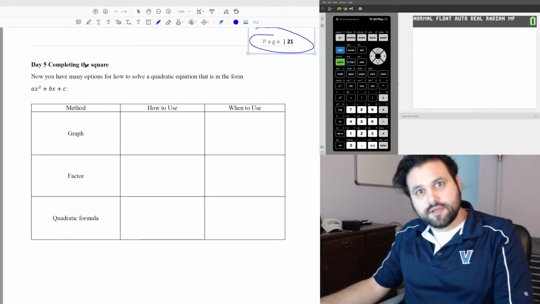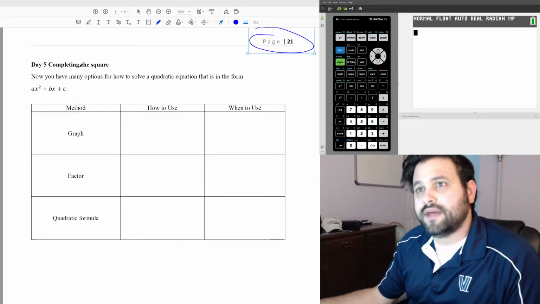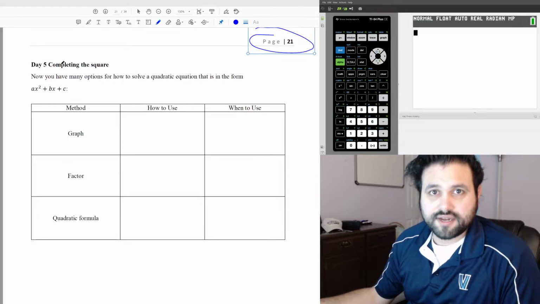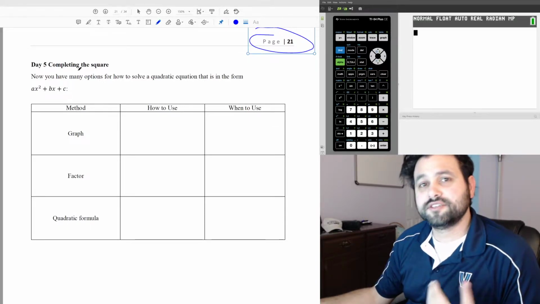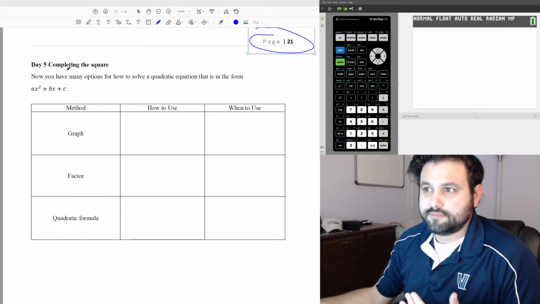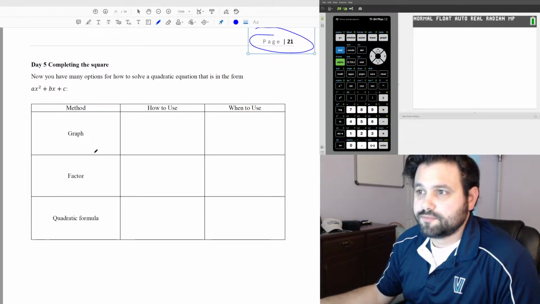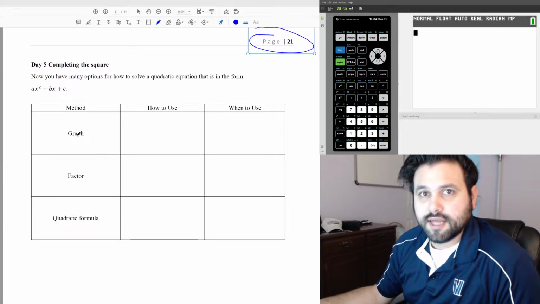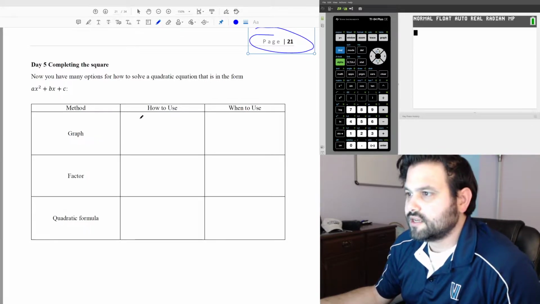So we talked about the quadratic formula and how that's used to solve any quadratic equation. Here's another method that can be used, and it's a pretty good method. Some people like it a lot. Some people don't really like it. That's fine.